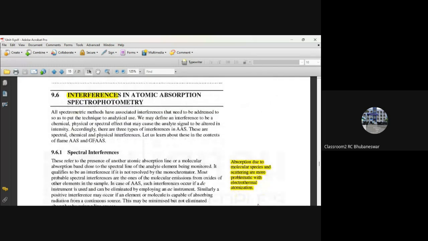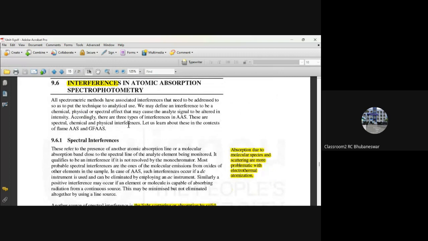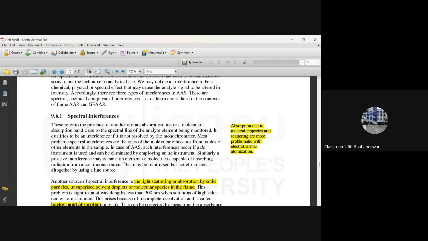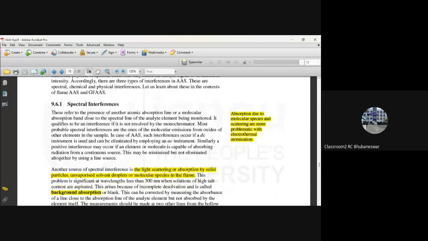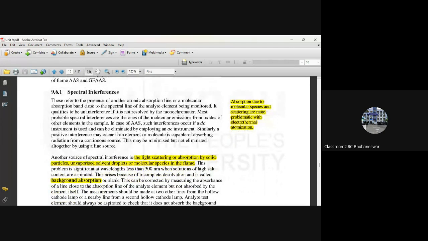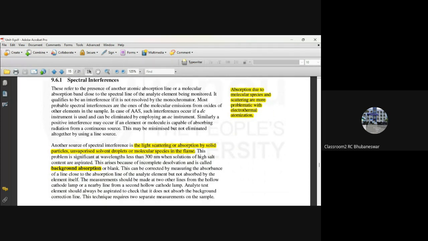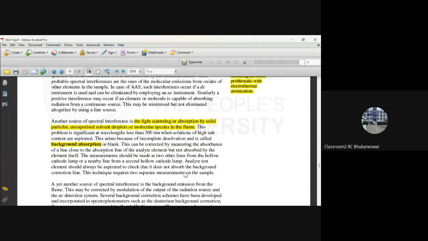Then coming to the interference, this particular interference I had already discussed many times in atomic fluorescence spectrometry also. That is sample interference, spectral interference, chemical interference, all these things are there. So absorption due to molecular species and scattering are the most problematic things in electrothermal atomization. Scattering you have to avoid, that is coming through spectral interference, because another source of spectral interference is light scattering or absorption by solid particles or unvaporized solvent droplets. Some unvaporized solvent droplets also will be there.